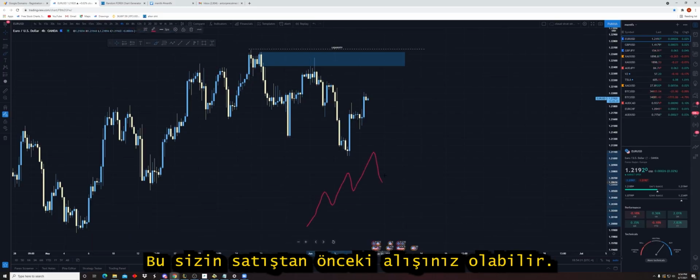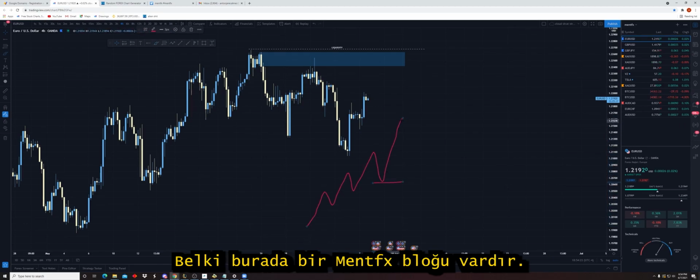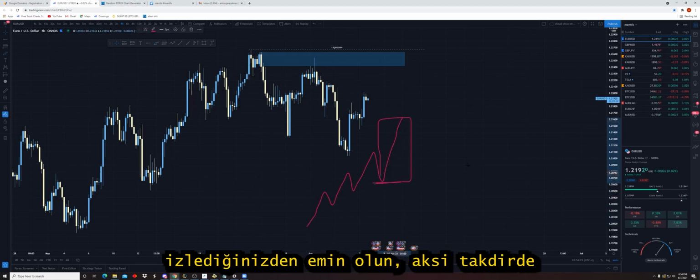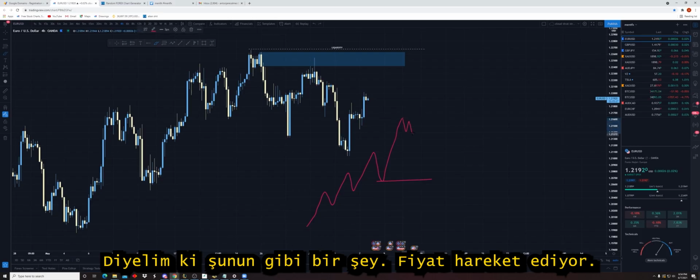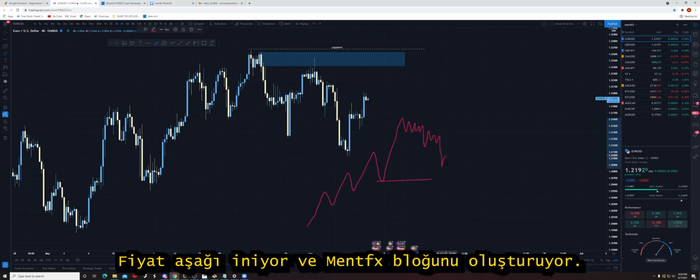So you're going to have some kind of move. This might be your buy to sell, maybe a MentaFX block right here. So again, if you haven't seen everything, make sure you do. Otherwise, a lot of this will not make sense, right? Maybe a MentaFX block, price moves down rather impulsively. Let's say something like this, right? So price moves down, creates the MentaFX block.